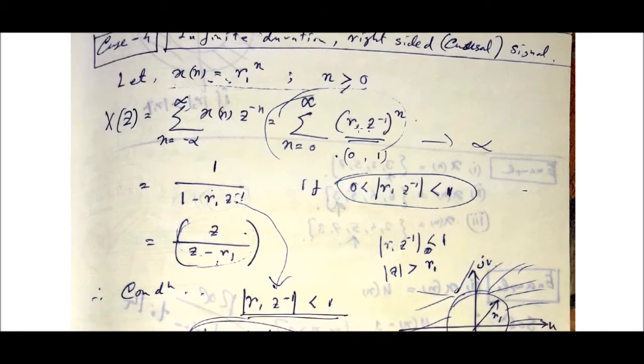Now this is one infinite GP series. As I mentioned, for an infinite GP series, this value should be equal to 1 by 1 minus r1 z to the power minus 1, because as a whole this particular thing is a complex number.